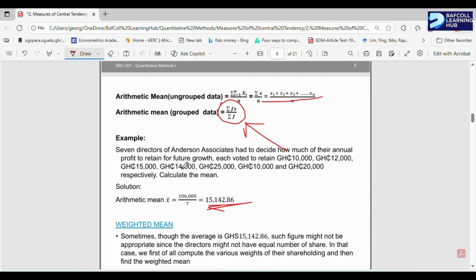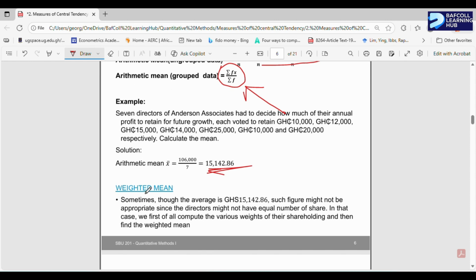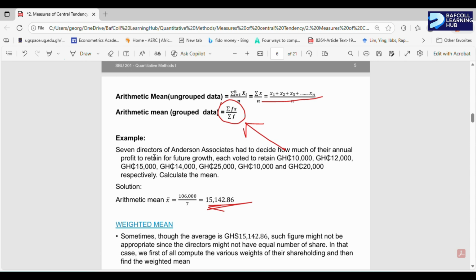So this is an on-group data. Okay. So let's move on with our lesson. So weighted mean. With the arithmetic mean, what I recommend is that we can also go ahead, get some examples, and work around it. But this is the simplest mean that we can deal with, comparing it to the other ones like the geometric mean and the harmonic mean.